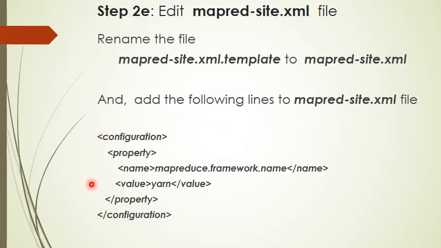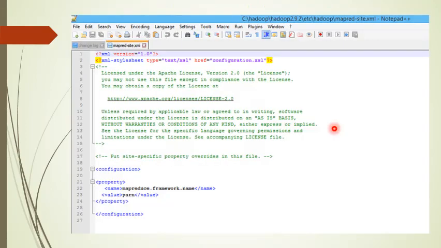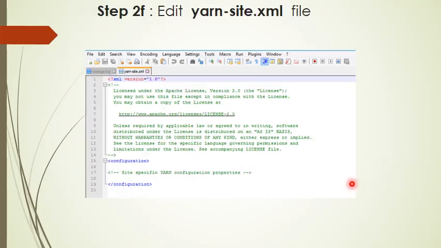You will have the configuration and /configuration tags available there. Add these 4 lines into that. These are added here by renaming the file to mapred-site.xml.